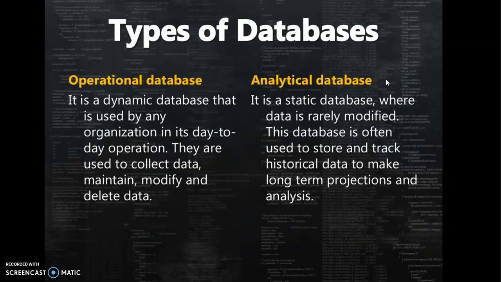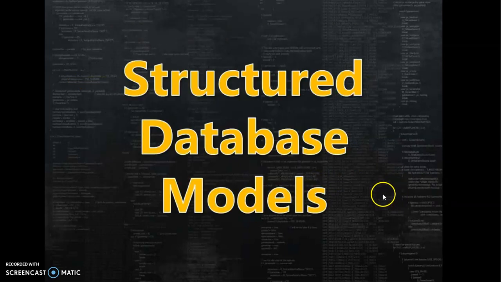As for types of database, there are also operational databases and analytical databases. An operational database is a dynamic database that is used by an organization in its day-to-day operations. They are used to collect, maintain, modify, and delete data. An analytical database is a static database where data is rarely modified. This is often used to store and track historical data to make long-term projections and analysis.